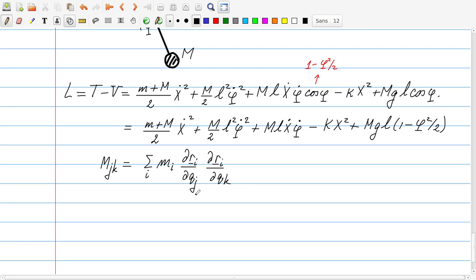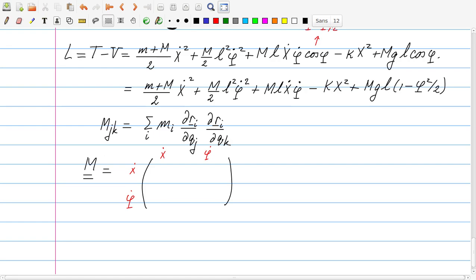It is much easier if we just inspect the form of L, and in particular its dependence on the qj dots, so in this case the x dot and the phi dot, and then try to read off the form of the matrix M_jk directly from that. That is done as follows. Here I have the matrix M. It doesn't have the elements yet filled in. I have indicated in red that the first index corresponds to the x dot and the second one to the phi dot.